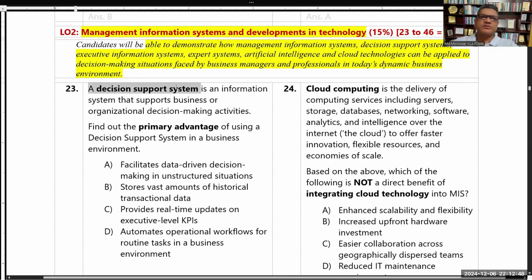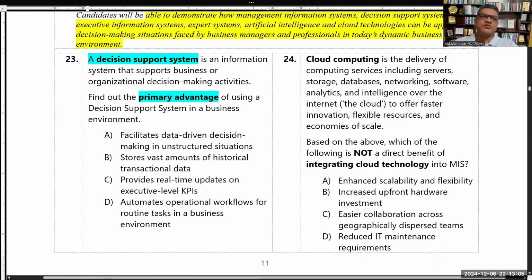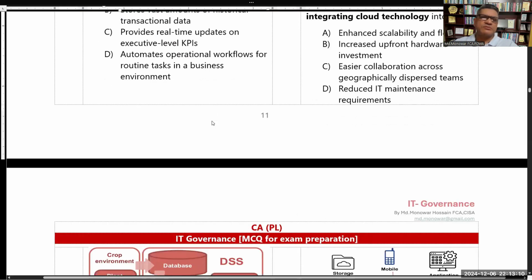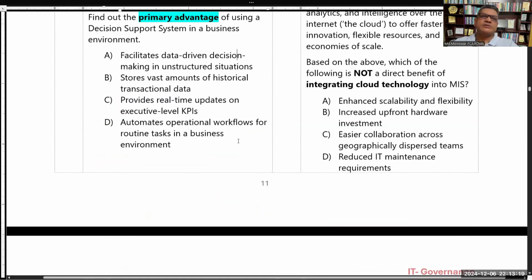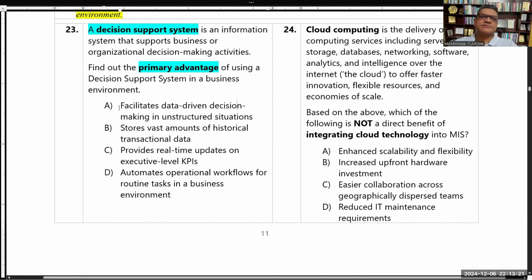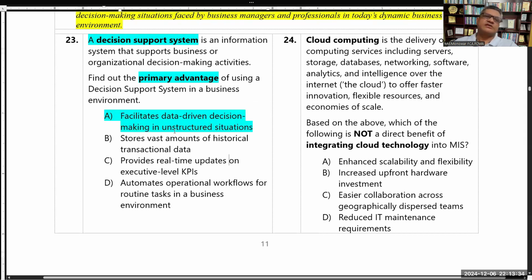A decision support system is an information system that supports business or organizational decision-making activities. It is true. Find out the primary advantages of using a decision support system in a business environment. So you look here, this is the decision support system. We know it, and the primary advantage is that it facilitates data-driven decision making in an unstructured situation. So your answer is A.